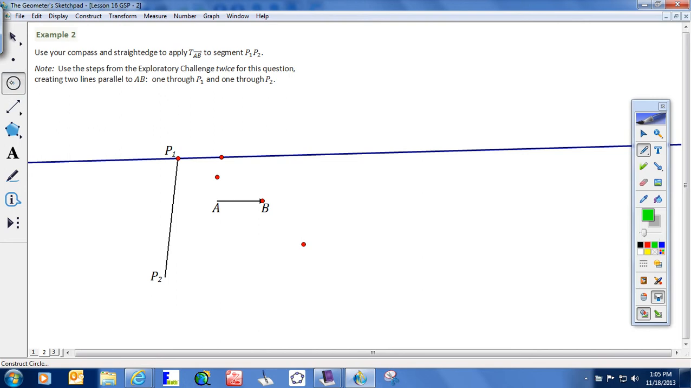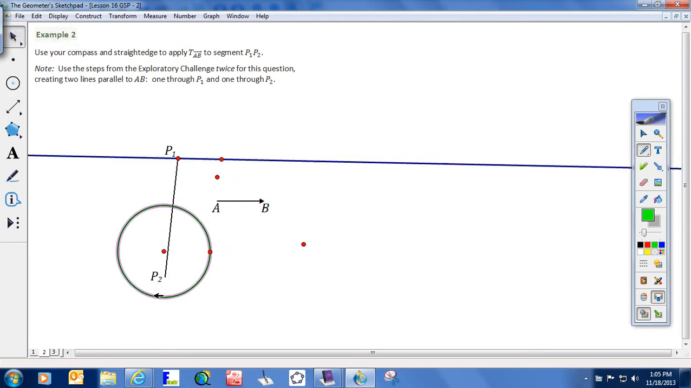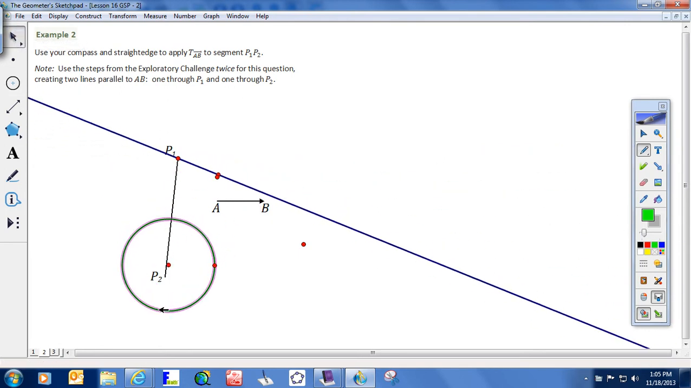So same circle as before, AB. I'm going to take that circle and move it onto point P2.